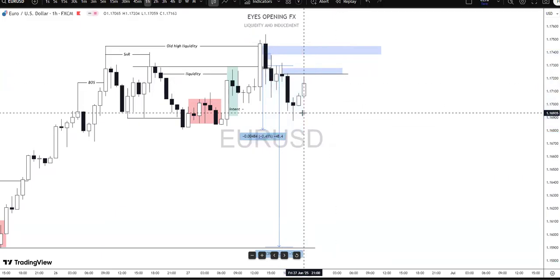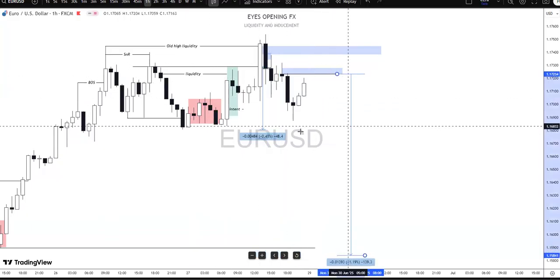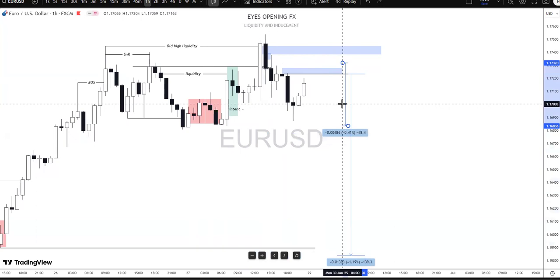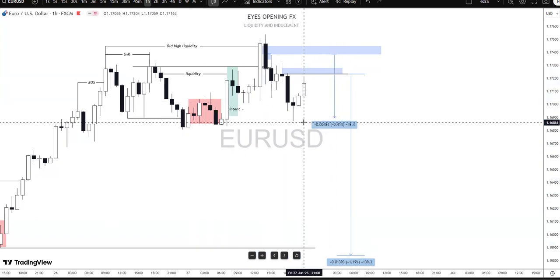So let me remove this. This can be your secondary POI for a sell continuation to the downside. These are the two POI I'm monitoring for price to sell Euro USD.